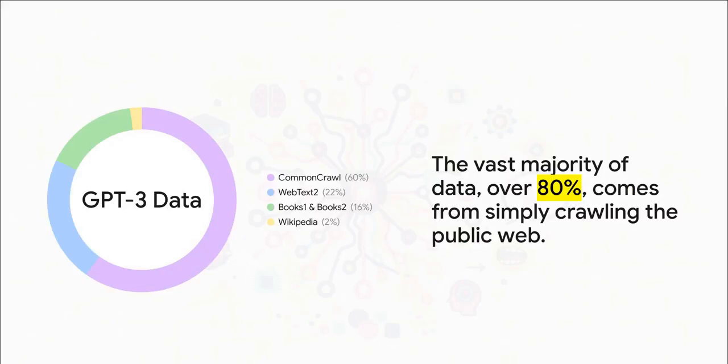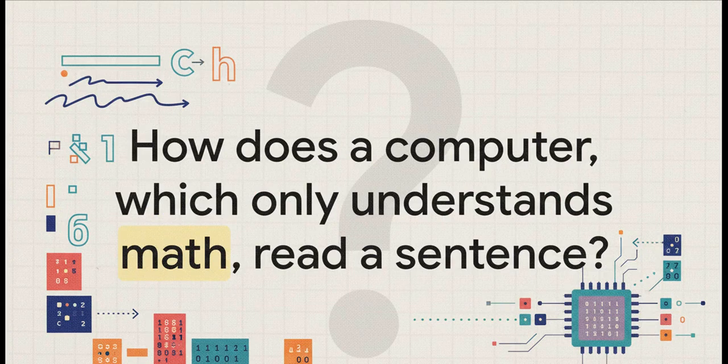And this chart gives us a great look at what that data is made of. The vast majority, look at that, over 80% comes from just crawling the web. The other slices are from book collections and Wikipedia. So in essence, the model learns the patterns of human language just by reading a huge portion of the public internet.